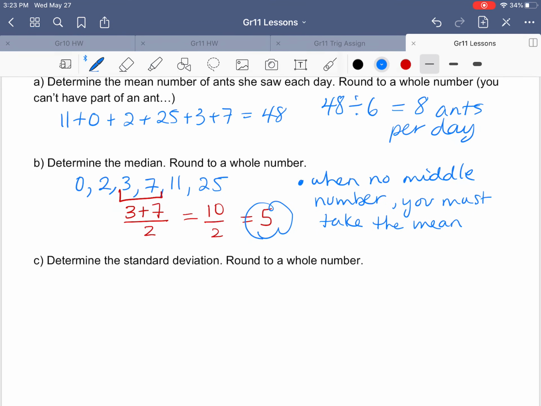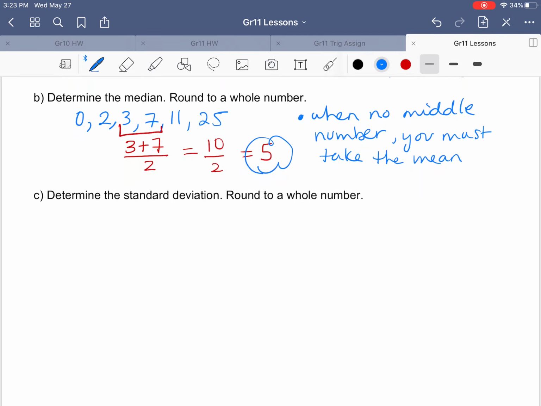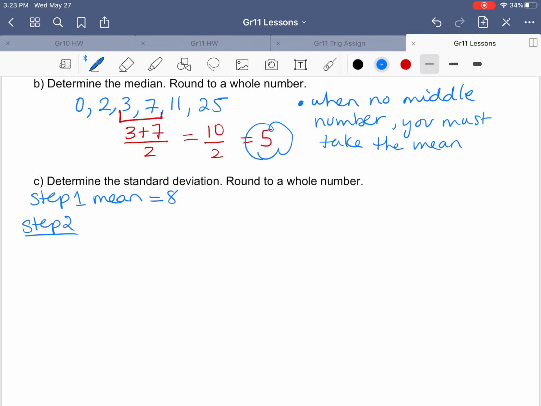Lastly, we are asked to calculate the standard deviation and then to round to a whole number. There are many steps to taking the standard deviation, and step 1 is to calculate the mean. We already have that, that is 8. So that's already done.